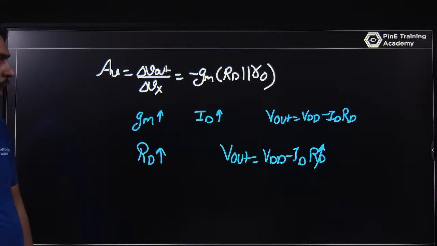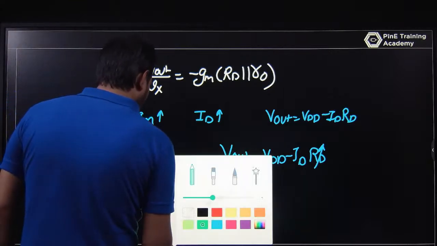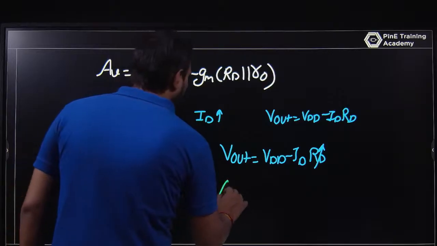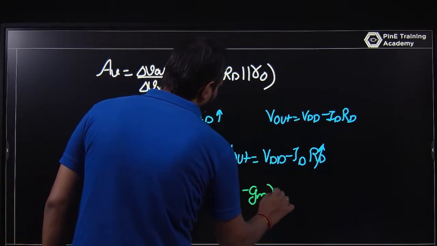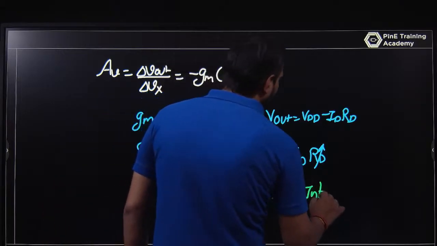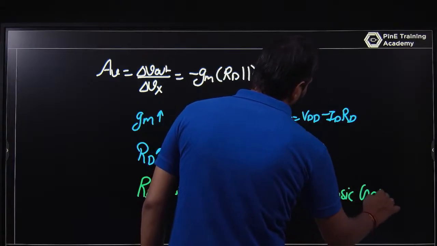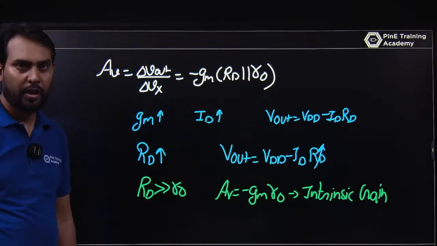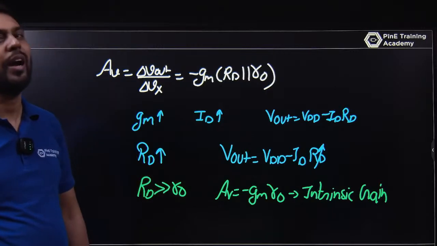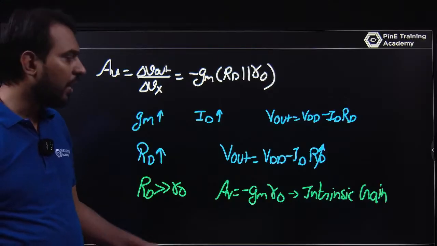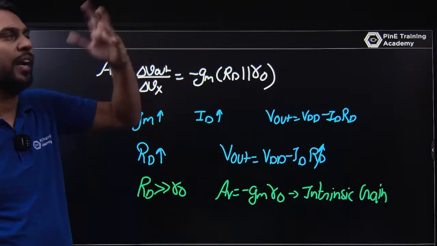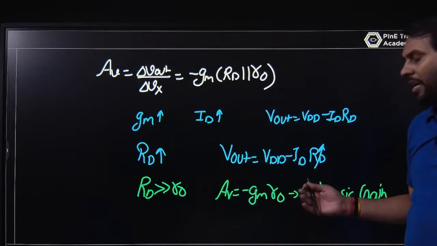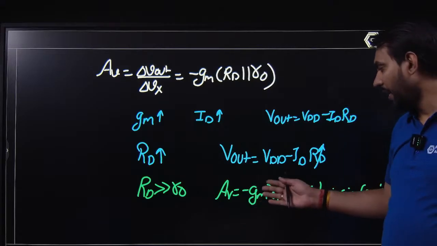And if you talk about, let's say, RD is very high as compared to R naught, then the gain will be minus GM R naught. That is called the intrinsic gain of the MOSFET. This is the intrinsic gain, minus GM R naught, if RD is very large as compared to R naught. What does that mean? It means that you are using the load resistance in such a way that the load resistance is very high. Then only the gain will be minus GM R naught.